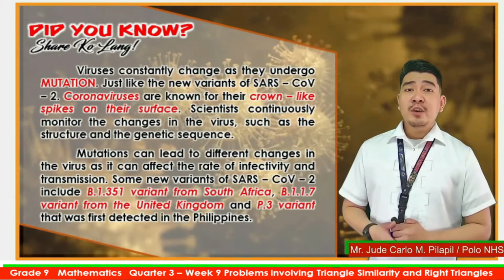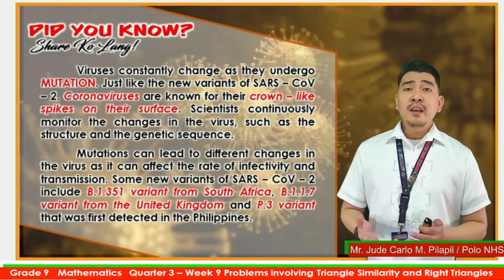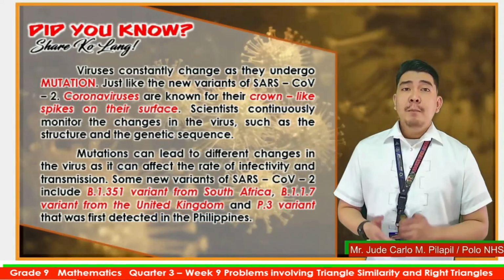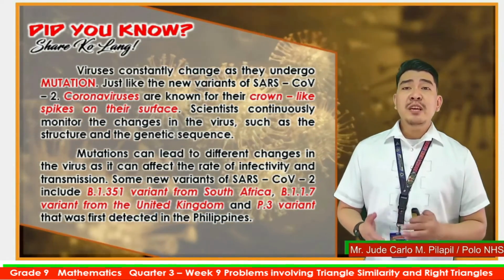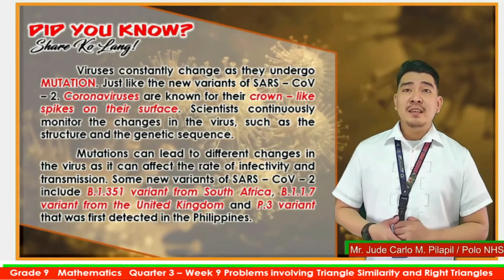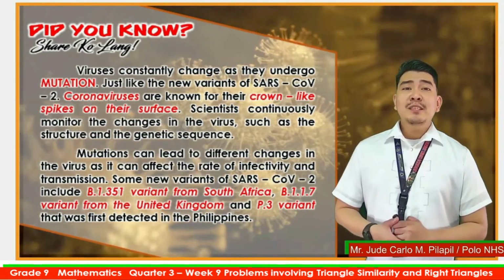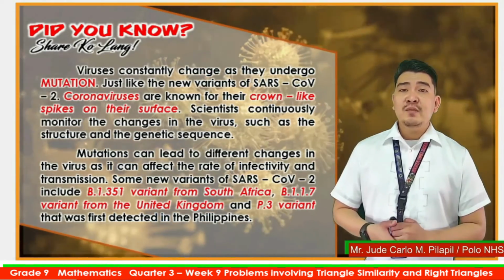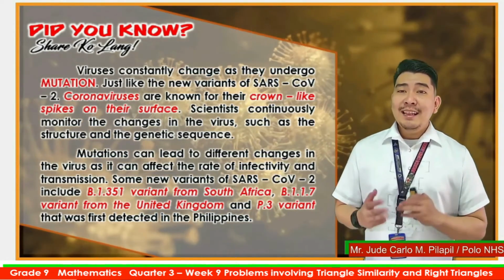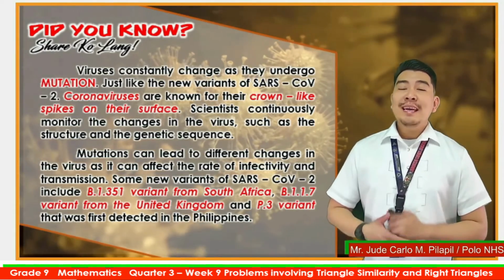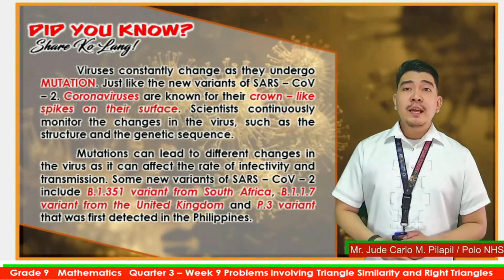Some new variants of SARS-CoV-2 include the B.1.351 variant from South Africa, the B.1.1.7 variant from the United Kingdom, and the B.3 variant that was first detected in the Philippines. The contagiousness and transmissibility of COVID-19 and its variants also pushed the healthcare system and led to building more healthcare facilities. Let us have a problem related to this.